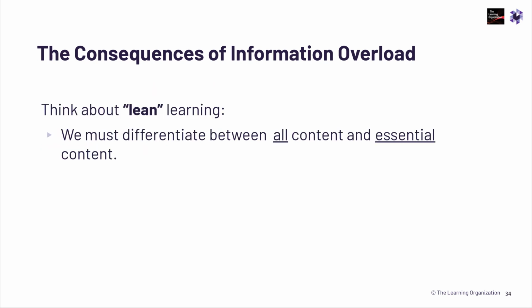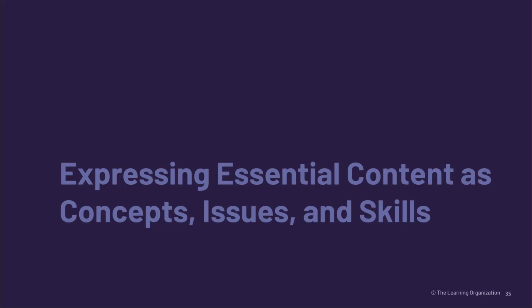So another way to think about it is lean learning. Lean has been around for a long time. So we're now applying it to learning. And lean learning is really about being able to differentiate between the all and the essential. So now we get to the meat and being able to express essential content in terms of concepts, skills, and issues.